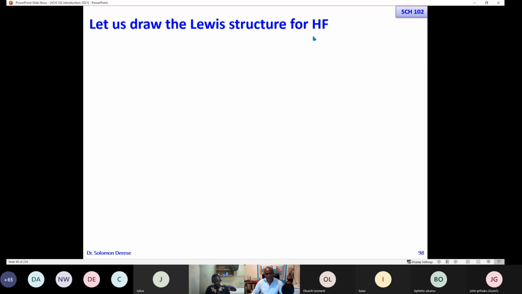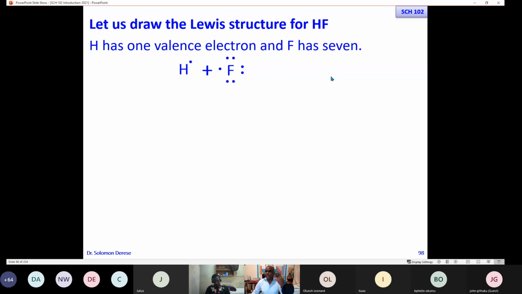So when you are drawing the Lewis structure for HF, rule 1 says we must only involve the valence electrons. We have hydrogen and fluorine, which form this HF molecule. Hydrogen has 1 valence electron, fluorine has 7 valence electrons. The total valence electrons we have are 8. So we have these 8 electrons, which you are going to share between the hydrogen and the fluorine.